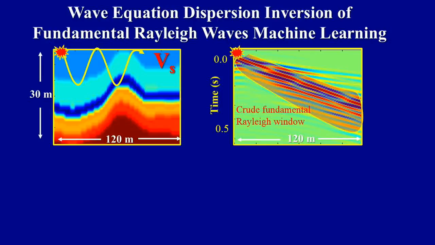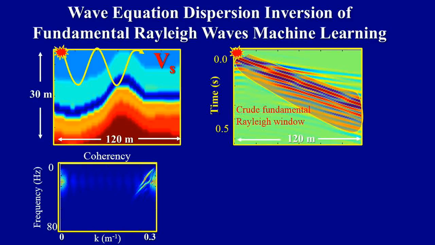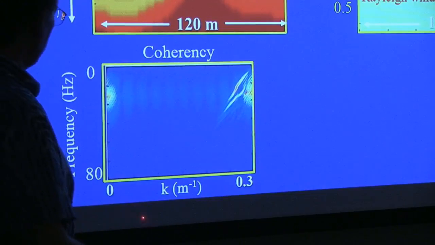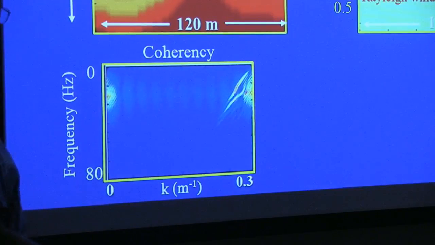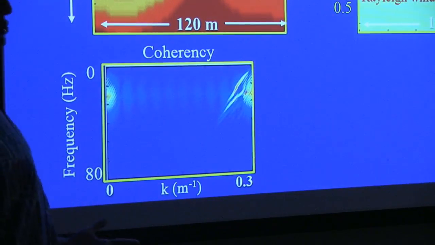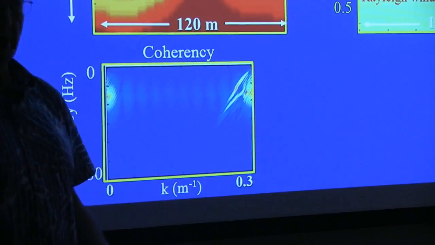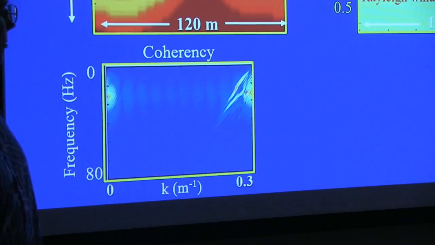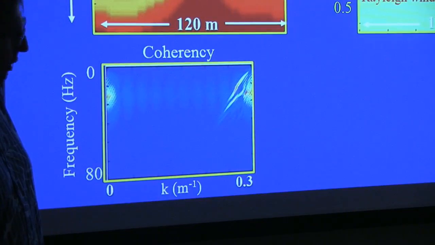But that doesn't work so well sometimes, because the fundamental mode starts interfering with the higher order modes. So we used some machine learning to try to disentangle the two modes. We took the transform of this shot gather, and here it is, the FK spectrum. Then we looked at features we thought were indicative of the fundamental mode that distinguished it from the higher order modes.